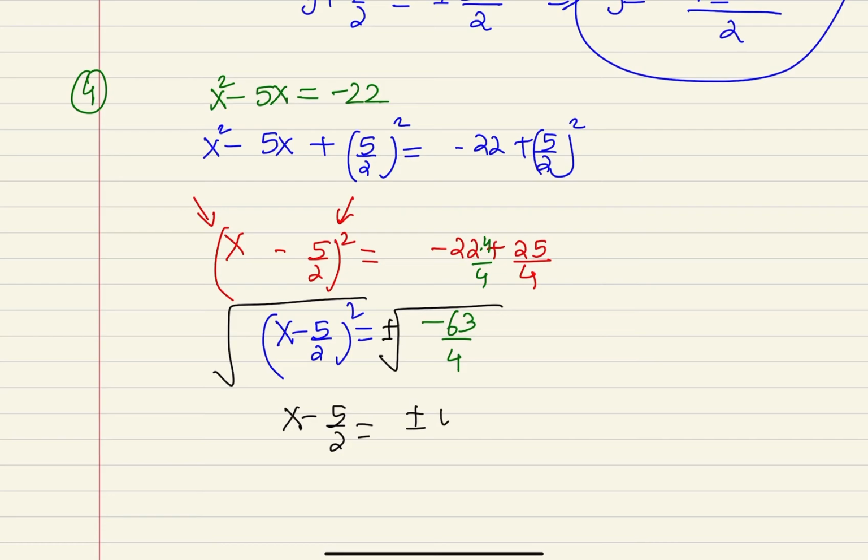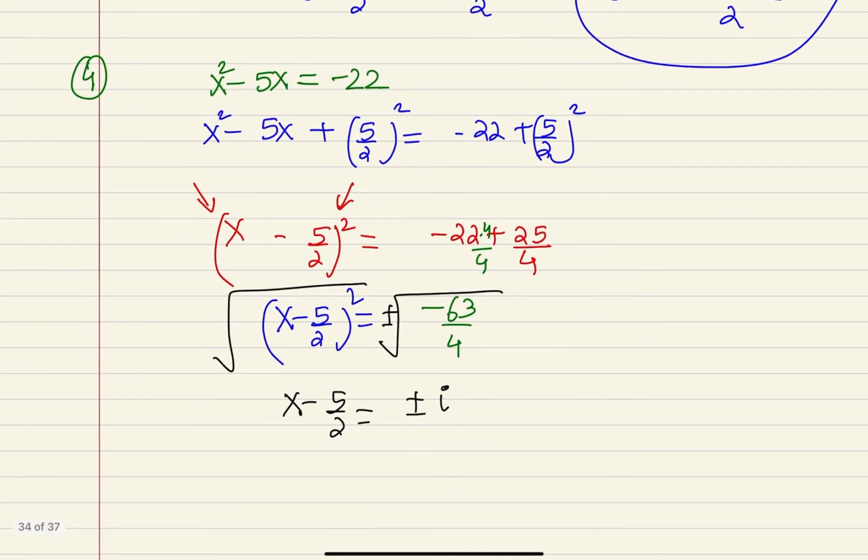On the right hand side, we're going to have an i, because we have negative inside the square root. i root 63 divided by 2. Square root of 4 is 2. Square root of 63 is 9 times 7. It looks like I can pull a 3 out, which is square root of 9 out. So also add 5 halves to both sides. 5 halves plus minus i. We can pull a 3 out, square root of 7 stays there.